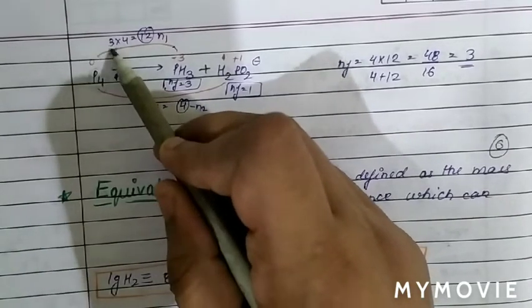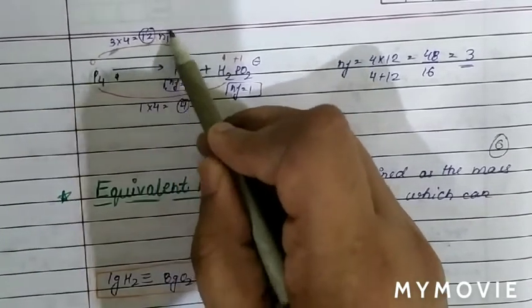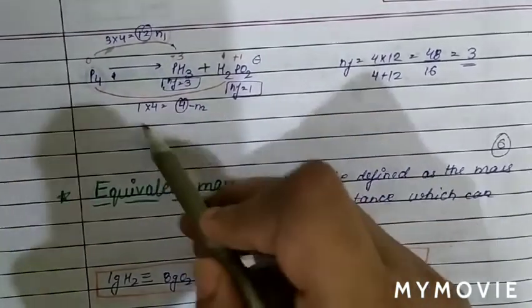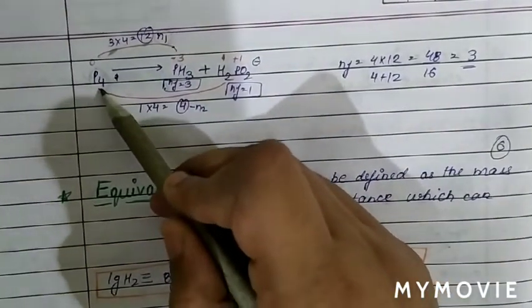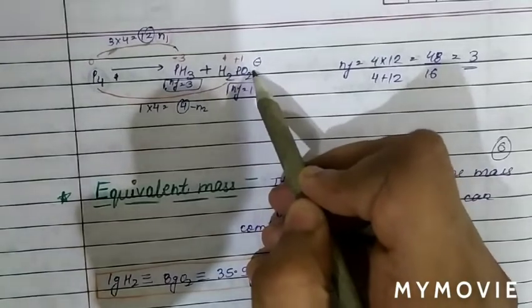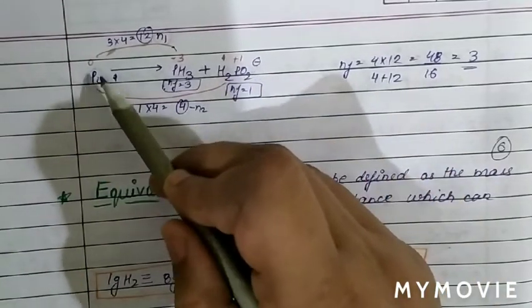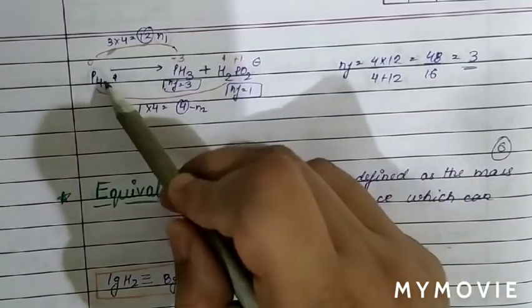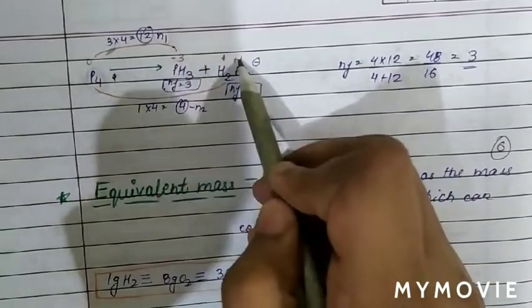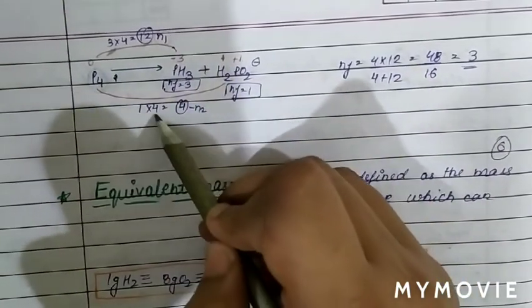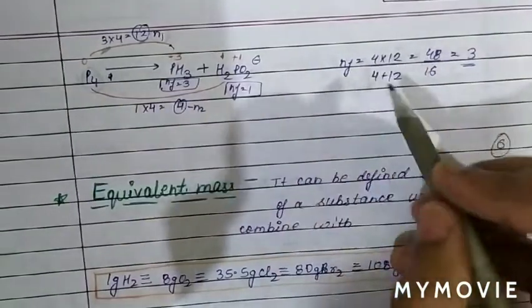For 4 atoms changes 3 into 4, so 12. Value of n1 is 12. Now see, P4 when changes into H2PO2 minus. So oxidation number changes from 0 to +1. For one atom, oxidation number changes 0 to +1. For 4 atoms, 1 into 4. So value of N2 is 4.